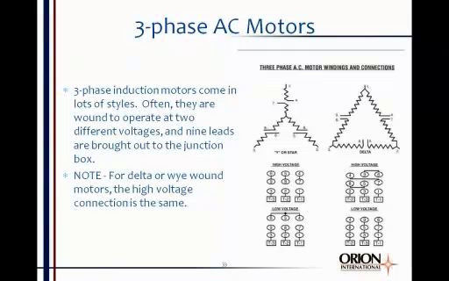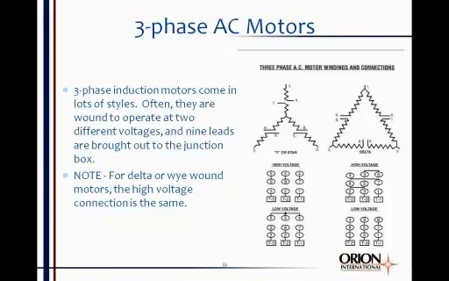Now, there's a number of varieties of three-phase squirrel cage induction motors. A lot of times you'll find them wired to operate at two different voltages, and what they'll do is bring all 9 leads out to the motor junction box. It's interesting to note the connections here. The one on the left is a Y-connected motor, and the one on the right is a delta-connected motor. These are connected internally, either Y or delta, as the motor is constructed.